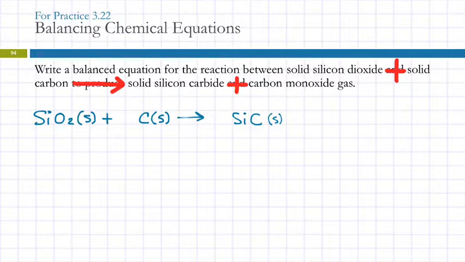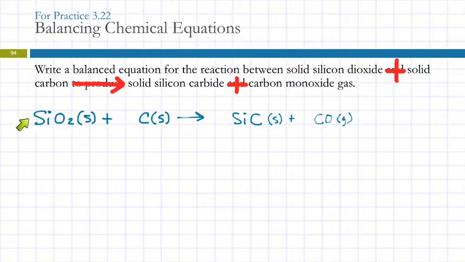Carbon monoxide, you should be able to do that one. CO. Again, I'm going to leave a space and write CO. Make sure that's a capital O, and then that's a gas as well. So there's the skeleton. Now we need to balance it. Make sure there's the correct number of each atom on each side. So let's just start at the beginning.